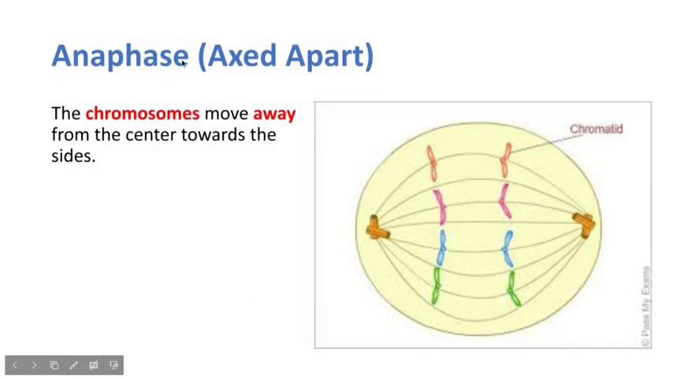So, anaphase, or axed apart. The chromosomes move away from the center to the sides. Remember, they were all lining up here in the middle with metaphase. Now they're getting pulled to each side. So you can either remember A for away or A for axed apart. Whatever's going to help you remember that.